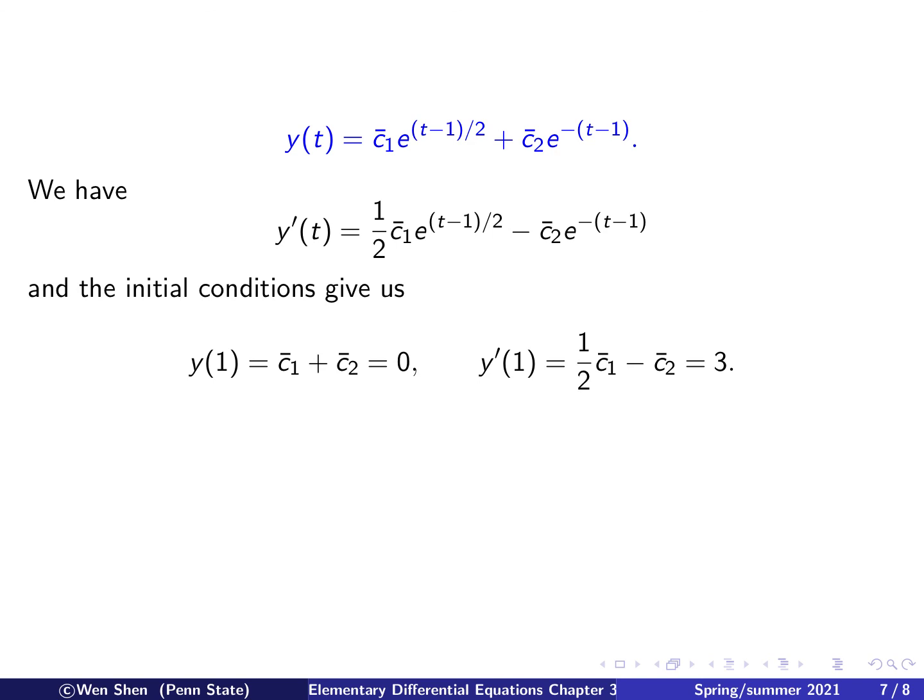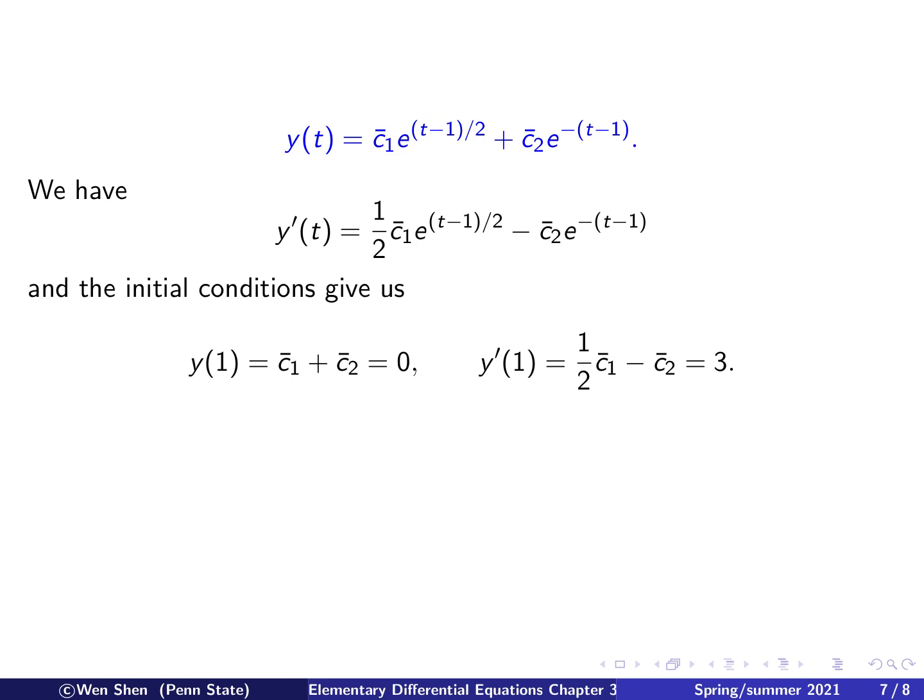Now we put in the initial condition, y at 1. And then we see this is 0 and this is 0, so I just get c1 bar plus c2 bar is 0. And y prime at 1, so you see this is also 0 and 0, so we get a half c1 bar minus c2 bar, and that's 3.